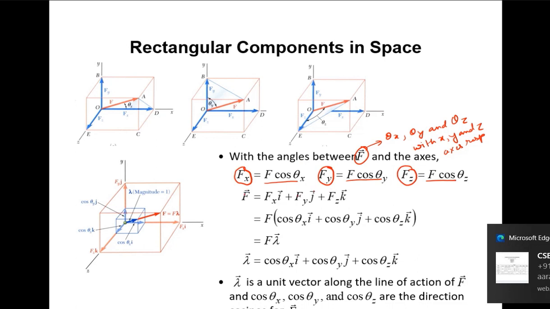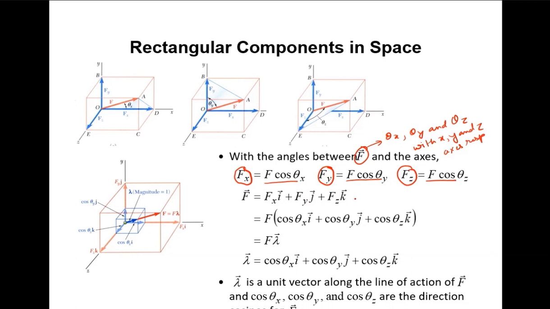Correct? Now, how will I write it in vector form then? So the force vector will be Fx i cap plus Fy j cap plus Fz k cap in terms of the unit vectors, right? So along x direction i cap is the unit vector, along y direction j cap is the unit vector and along z direction k cap is the unit vector. So here if I just substitute, F into cos theta x i plus cos theta y j plus cos theta z k, right? F is common here. This Fx, Fy and Fz value you are substituting here like this.